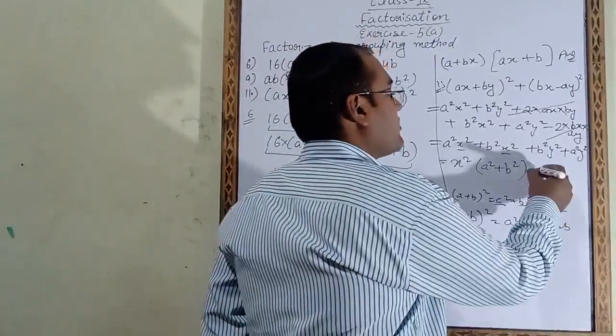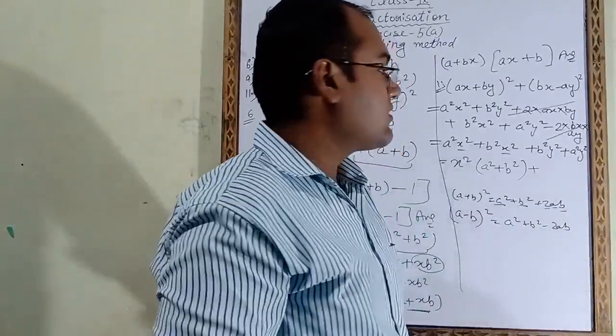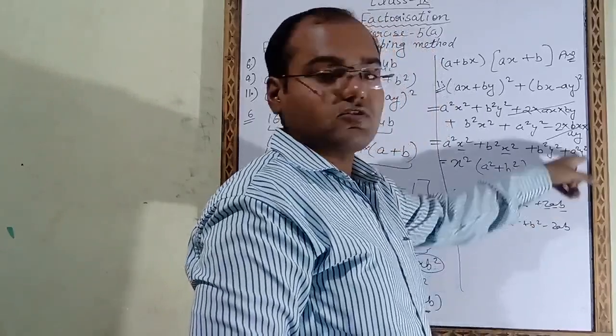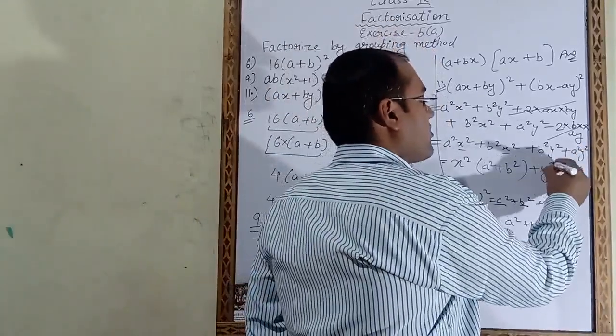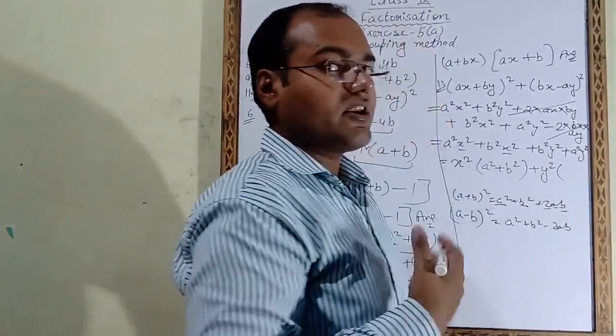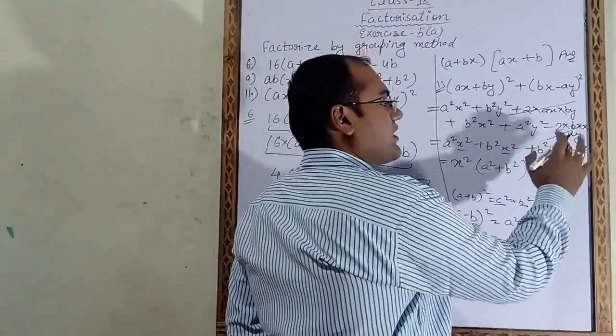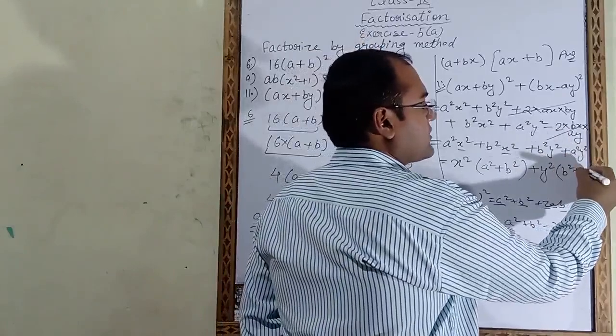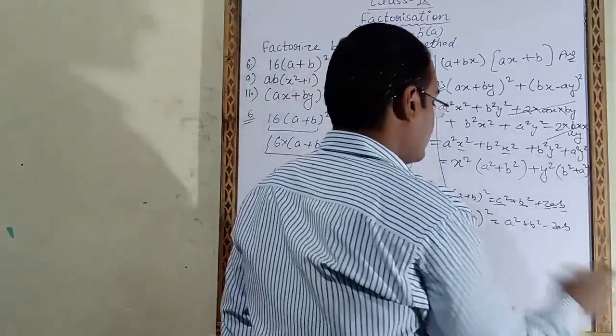So what we will do? First of all we have to take the sign. From these two we will get plus sign common. y square is here also and here also, so we will take y square common. Now inside the bracket you have to write the remaining part. This y square we have taken common, so remaining is b square plus a square.